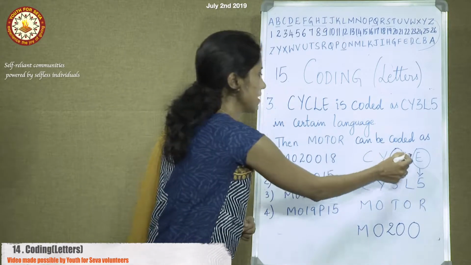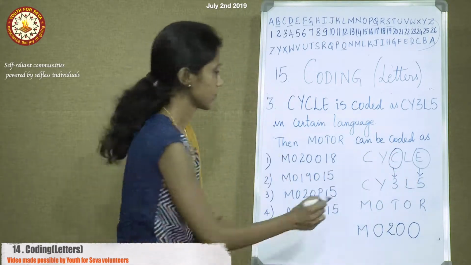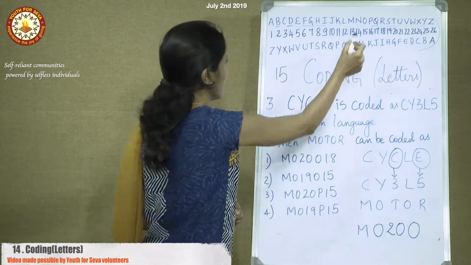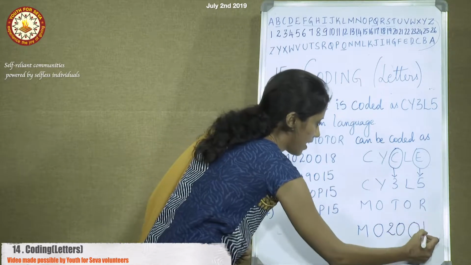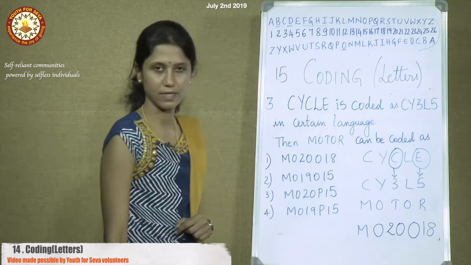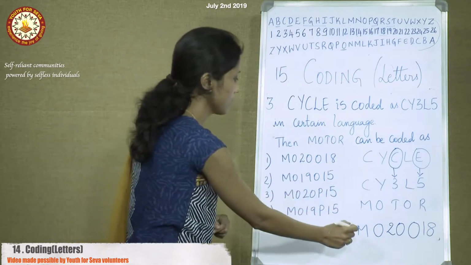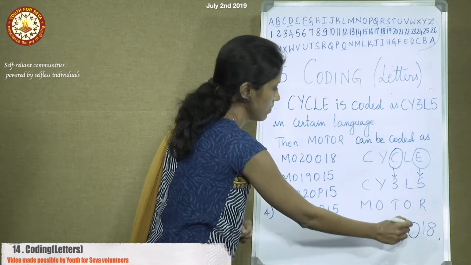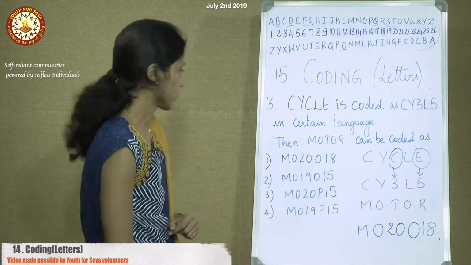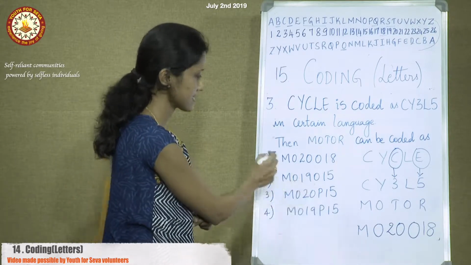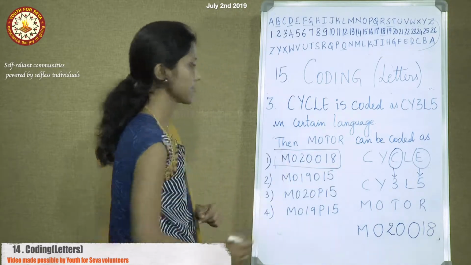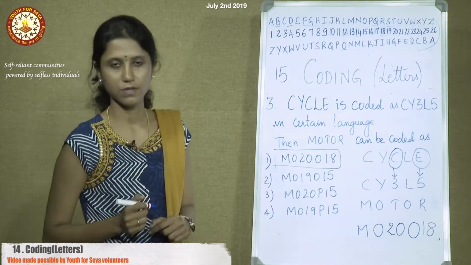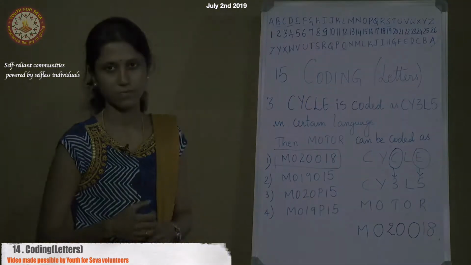Even here the last letter is coded by its position. So let me write R. R is actually the 18th letter in the forward direction. So R is replaced by 18. So this is MO20O18, you can see the first option is the same. So we can choose the first one as the most appropriate choice for the given question.